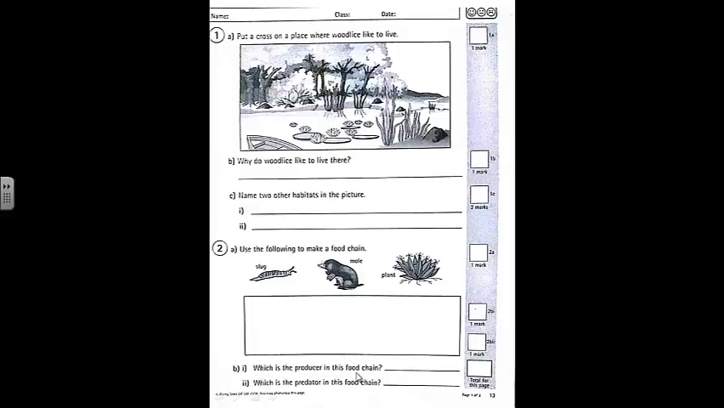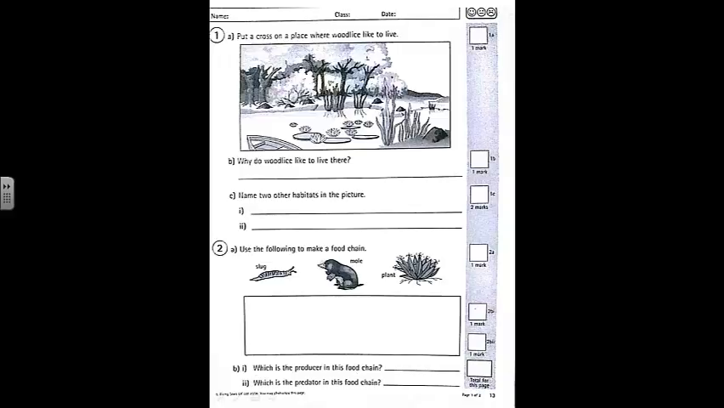Which is a producer in this food chain? The producer must be the plant. Any plant in the food chain, we call it producer, and all of the other animals, we call them consumers. We call the plant producer, as it produces its own energy. It didn't need to eat something else to get energy. It just makes its own energy. While the other animals need to eat something else to get energy. That's why we call them consumers.